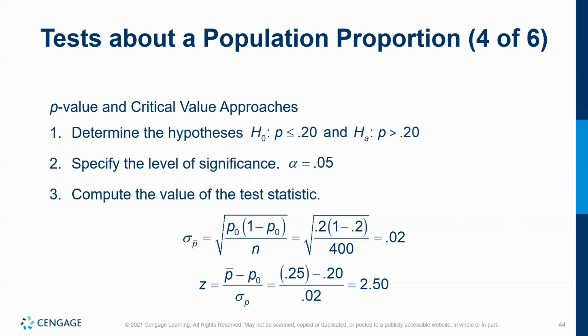So we're going to compute our standard error, which is just the square root of 0.2 times 1 minus 0.2 over the n. And we take the square root and we get 0.02. And then we're going to find our test statistic, which is our sample, 0.25, minus our assumed proportion, 0.20, over the standard error of the proportion, gives us 2.5.